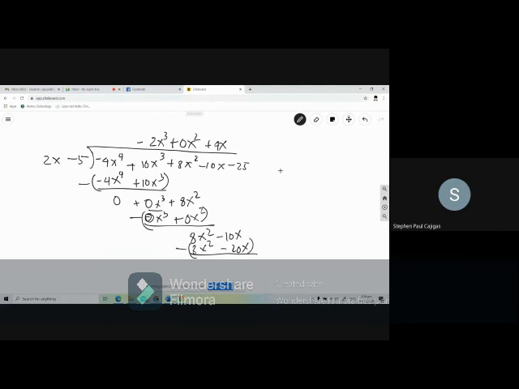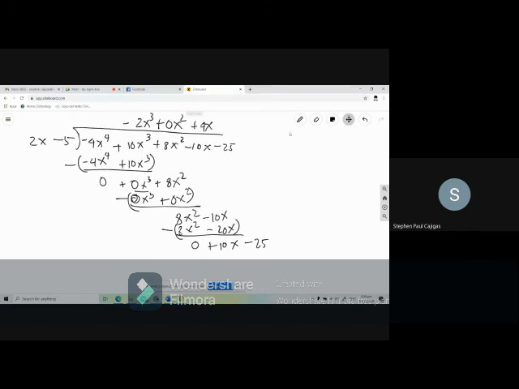Subtract this. So this one will become 0. Then negative 10 minus negative 20, so negative 10 plus 20. So we get plus 10x. Bring down 25. So 10x divided by 2x, so we have plus 5. 5 times 2x, that's 10x. 5 times negative 5, minus 25.